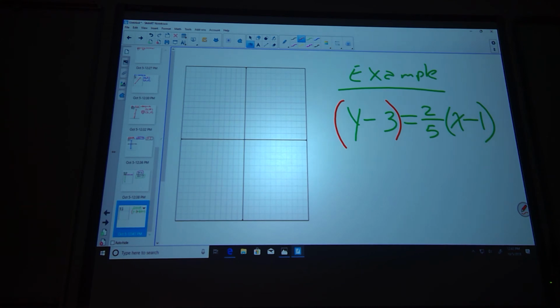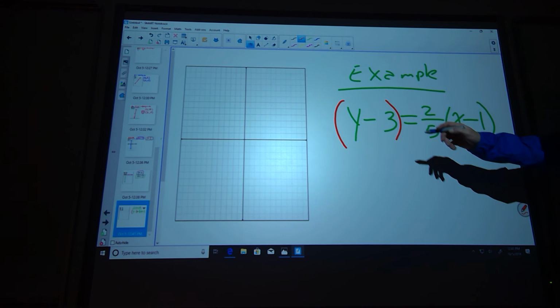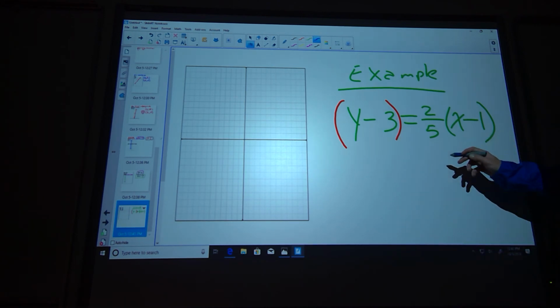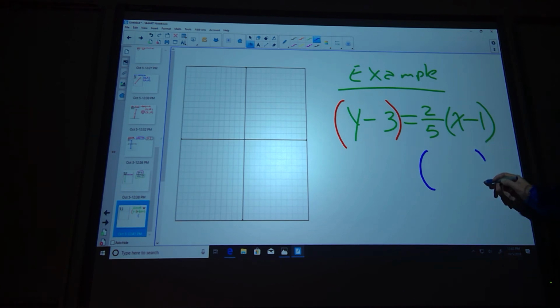All right, ready? What is my point that I'm going to use? What's my point? Positive 1. Reverse that for me. X, Y. Positive 1, negative 3. Almost. Positive 3. Okay, remember opposite values. Again, we're lazy, so we're putting it back in.